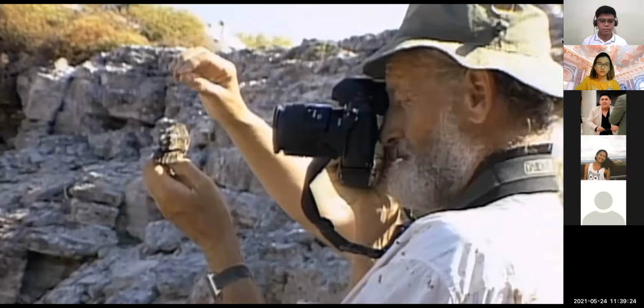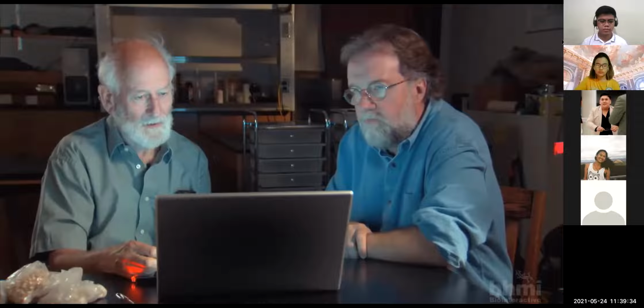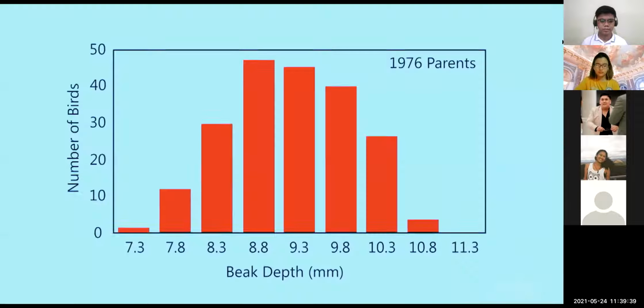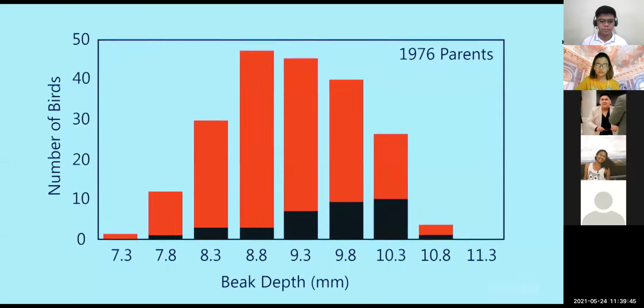When they inventoried the surviving medium ground finches, they discovered that one trait had made the greatest difference between life and death. Well, I'm showing here a distribution of beak depths of the population in 1976. The survivors of this group are shown in black. Oh. So the larger the beak, the better your chances. The larger the beak, the higher the likelihood of surviving through the drought of 1977.